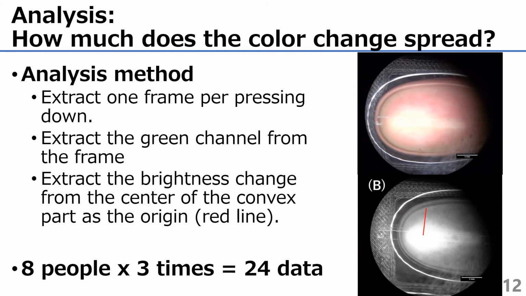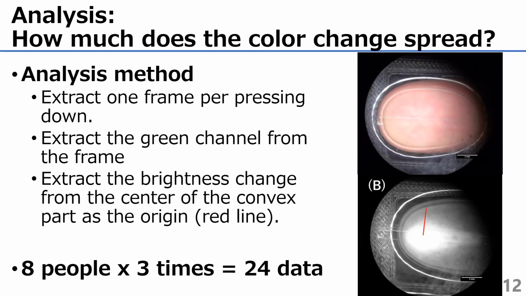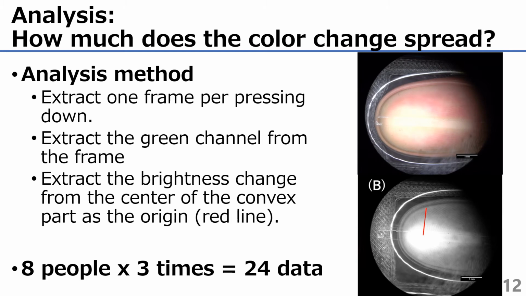In order to estimate the actual color spread, the analysis was performed according to the following method. First, we extracted one frame of the image at each push, and then we extracted the green channel components from it. After that, the center of the convex part was used as the origin, and the luminance change was extracted as shown in the red line in the lower right-hand side of the figure. As a result, 24 data were collected.